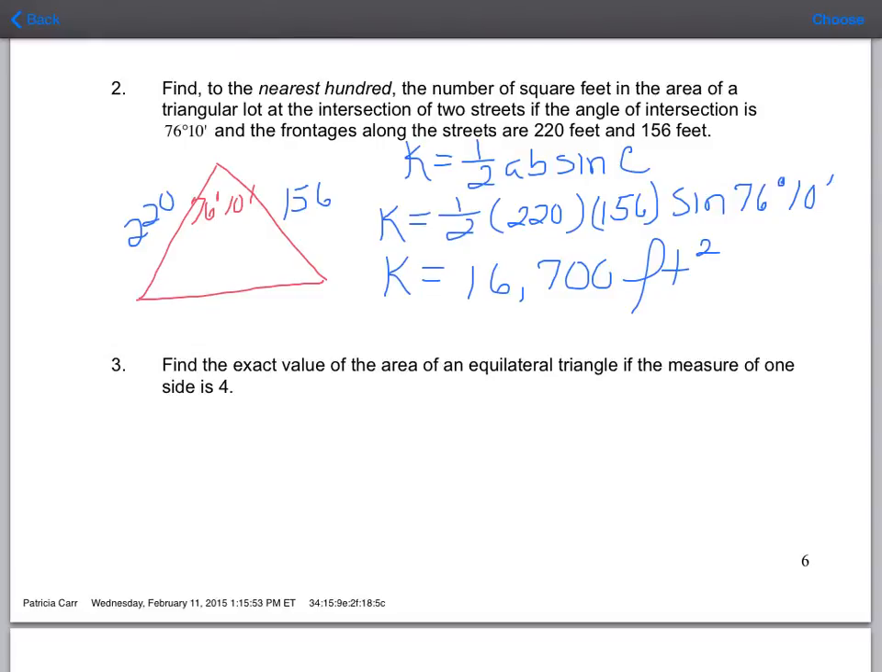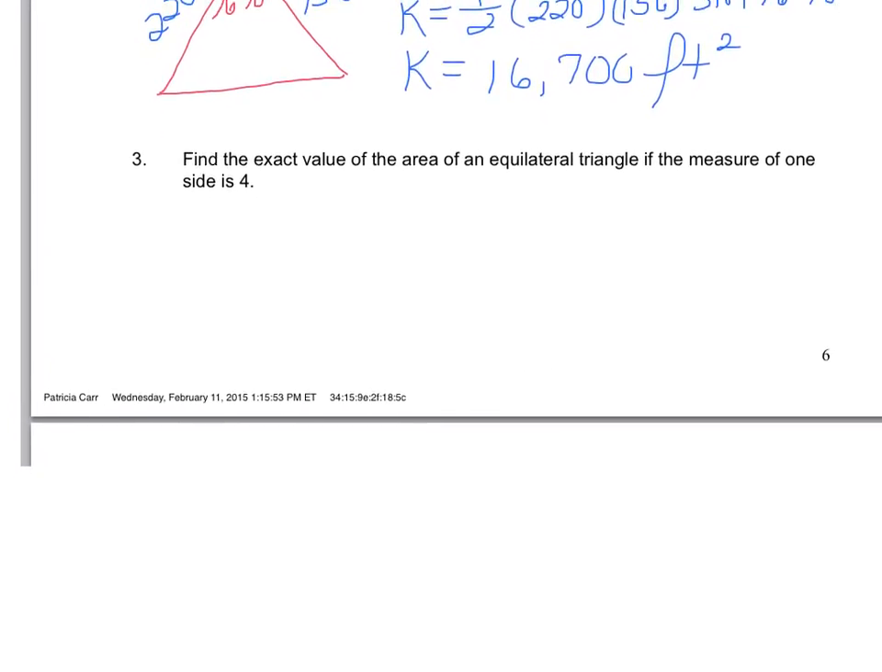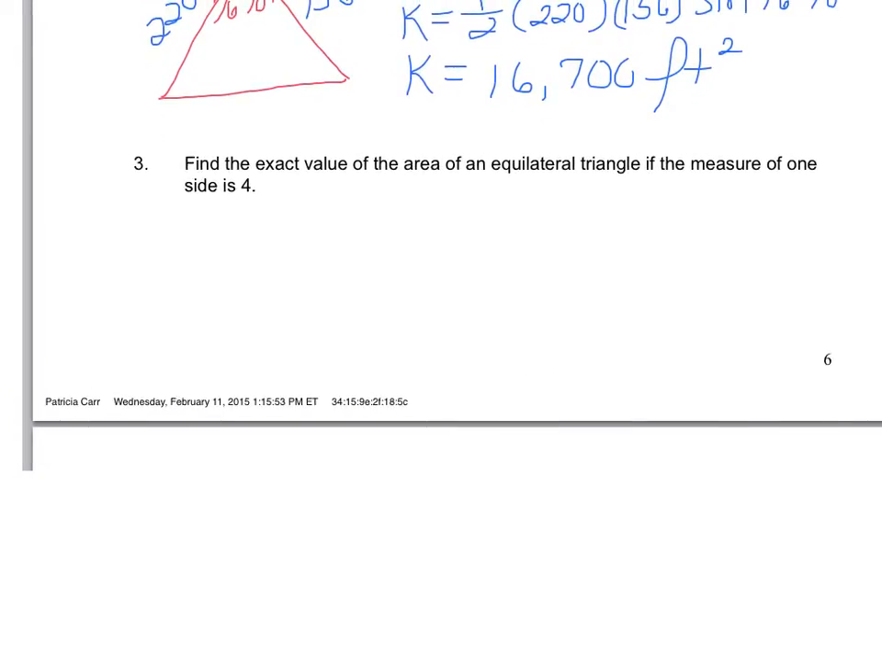Let's take a look at this. Find the exact value. Ooh, exact value means no decimals. Of the area of an equilateral triangle if the measure of one side is 4. All right, let's talk about this. An equilateral triangle means all sides are exactly the same, and, you're right, all angles are the same. In an equilateral triangle, if all angles are the same, 180 divided by 3 is, you're correct, 60. So every single angle is 60 degrees. And all the sides are 4.